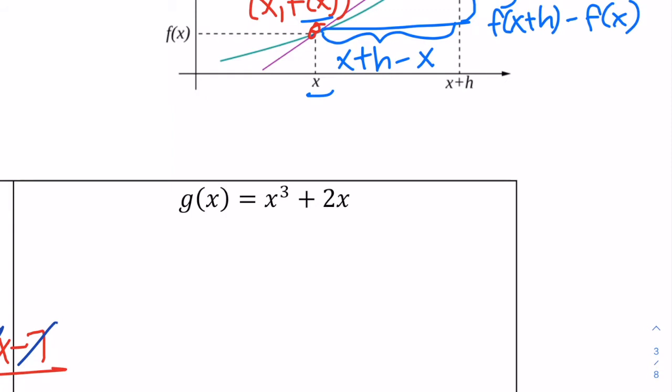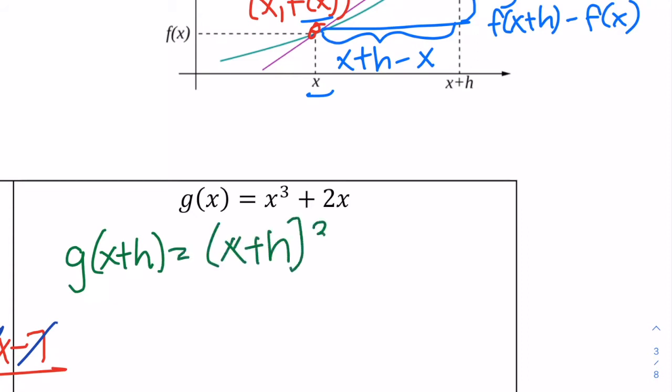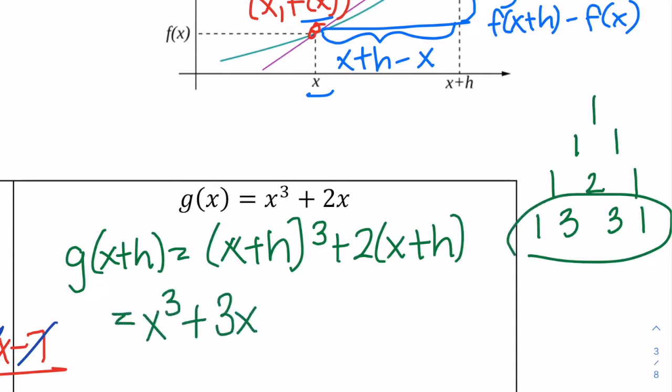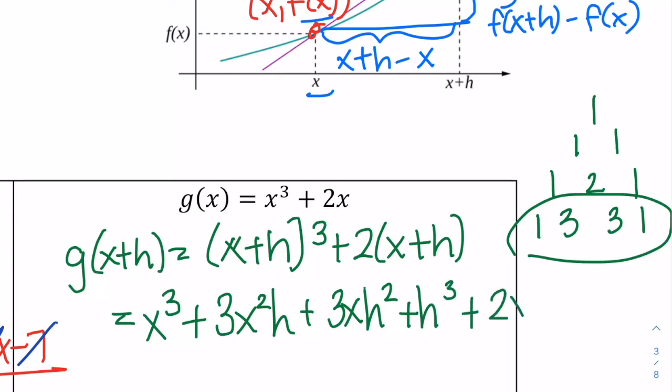Cubic. To find the DQ, we're going to plug in x plus h into the original function. So we get x plus h cubed plus 2 times x plus h. If you remember Pascal's triangle, we can actually use that shortcut to expand the polynomial. So this will equal x cubed plus 3x squared h plus 3xh squared plus h cubed plus 2x plus 2h.